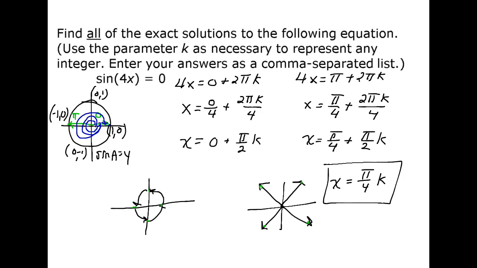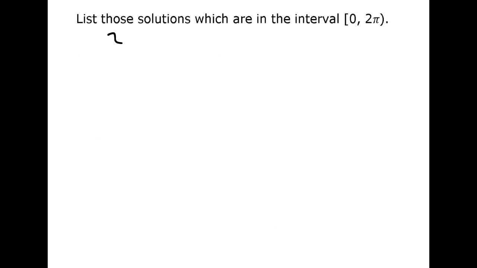Now the problem has another part to it, so let's take a look at that. We had x equals pi over 4 k for our answer on the previous page, and we just want to list now the answers that are between 0 and 2 pi. So we let the k first be 0, then be 1, 2, and so on until we get up to 2 pi.